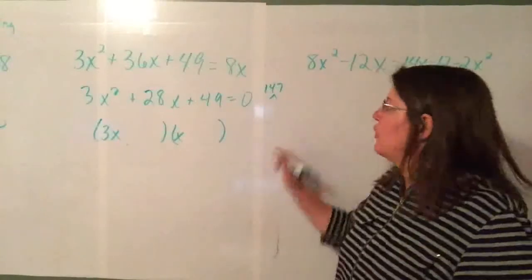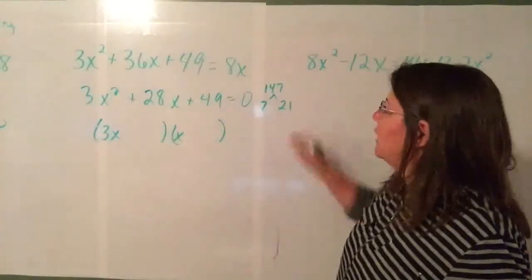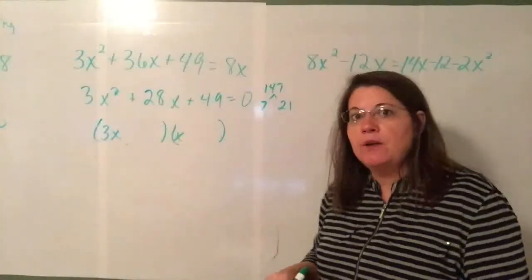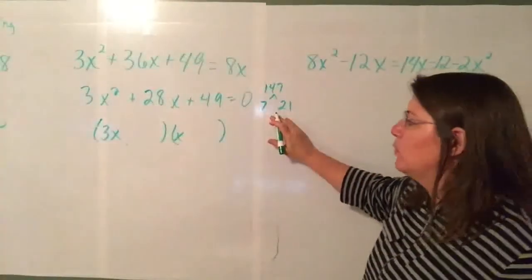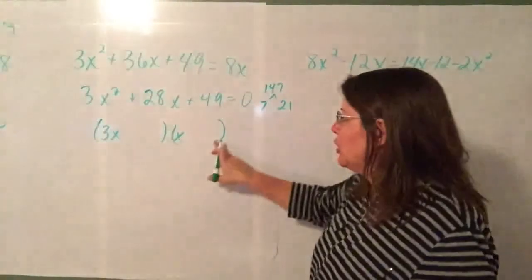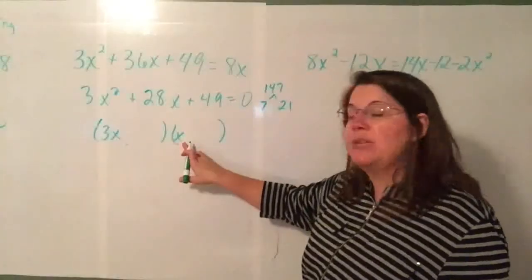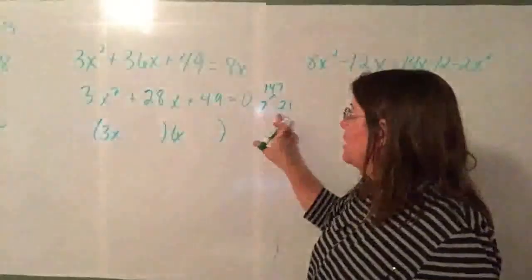And those factors are 7 and 21. If you need to use a calculator to find those, that's fine. So 7 and 21 are the factors I'm looking for. So my outside term and my inside terms both need to be 7 and 21.